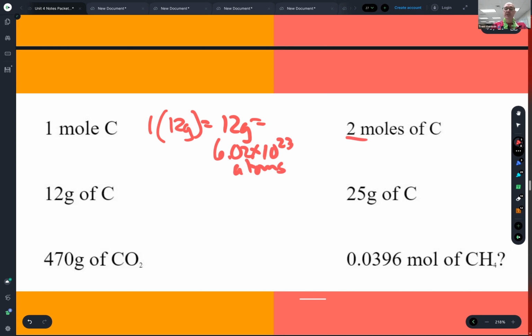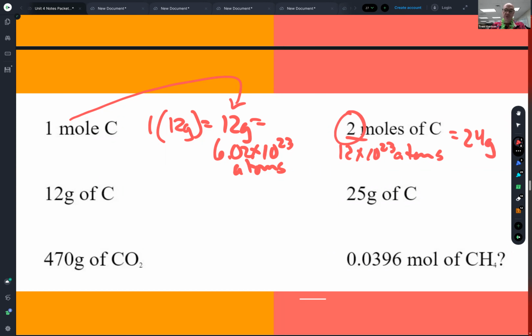Well, what if I double the number of atoms? So I would have 12 times 10 to the 23rd atoms. Well, what would happen to the weight? Well, if the weight of 1 mole is 12, the weight of 2 moles would be double. So it'd be 24 grams.